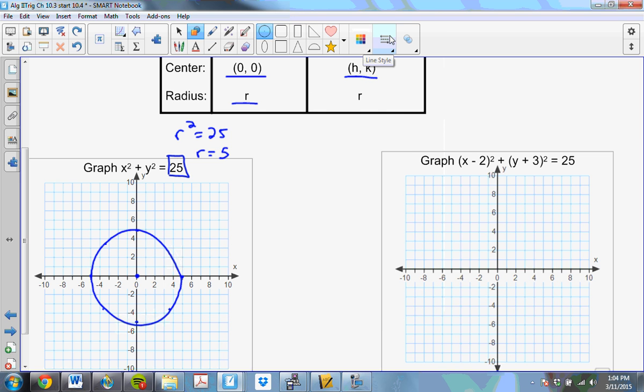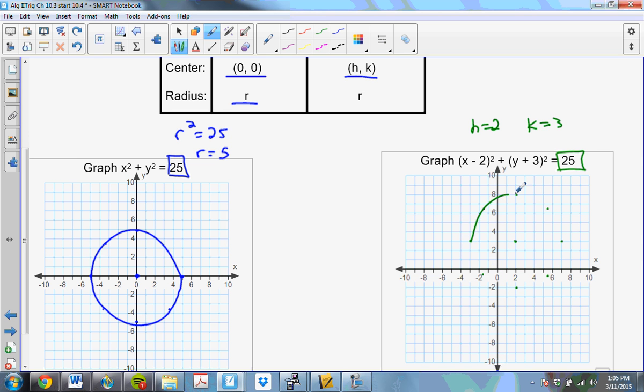Okay, next one. The center on this one has been moved. The h and the k are present. This has an h value of 2 and a k value of 3. So my circle is at the point (2, 3). That's where the center is. Now the radius is again 5, not 25, but 5. So I'll do my up 5, right 5, down 5, left 5. And I can do my same diagonals, 1, 2, 3.5, in all four directions.